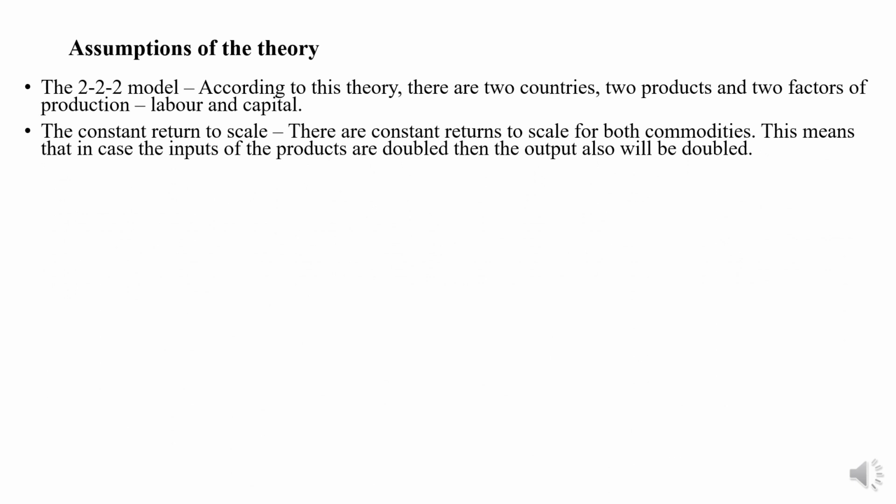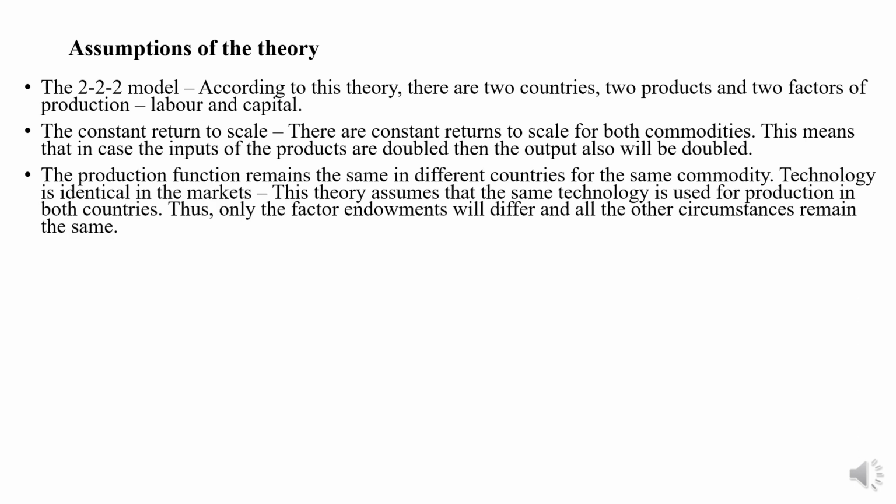The constant return to scale, as we already discussed in the previous assumptions, constant return to scale means जितना इनपुट होगा उतना ही आउटपुट होगा. So there are constant returns to scale for both the commodities. This means that if the input of the product is doubled, then the output will also be doubled. Technology is identical in the market. This theory assumes that the same technology is used for the production in both countries. Thus, only the factor endowment will differ and all the other circumstances remain the same.